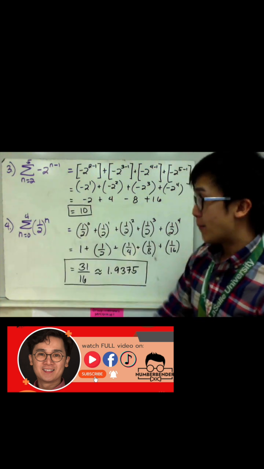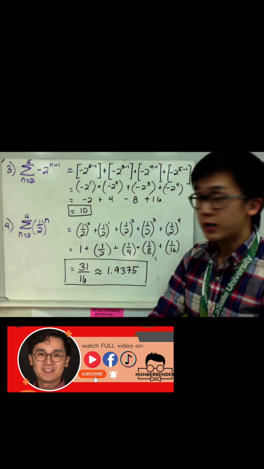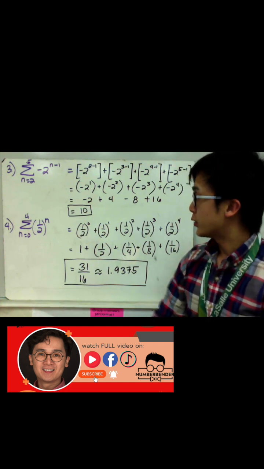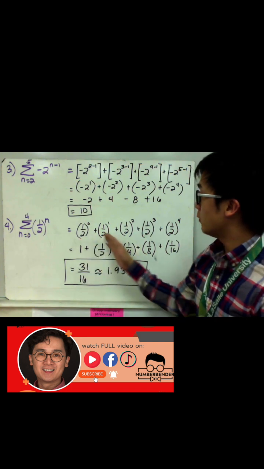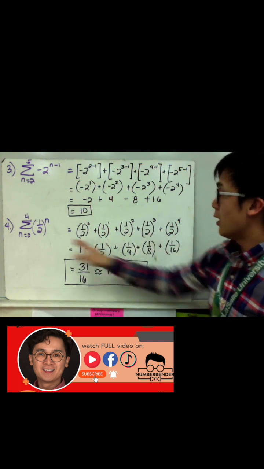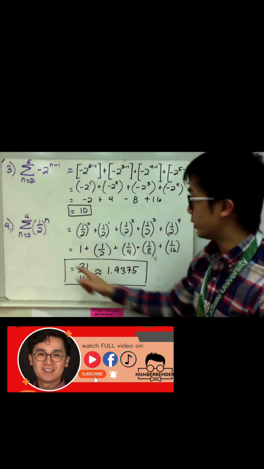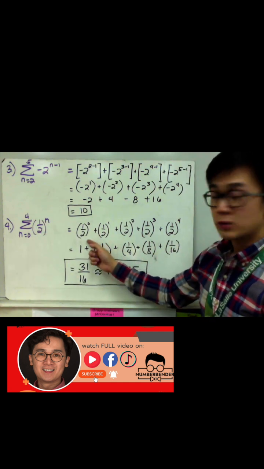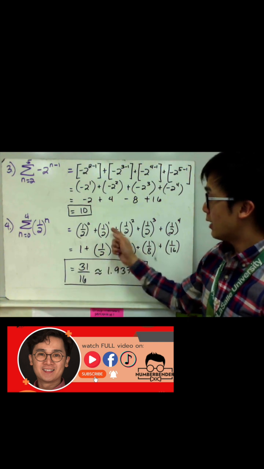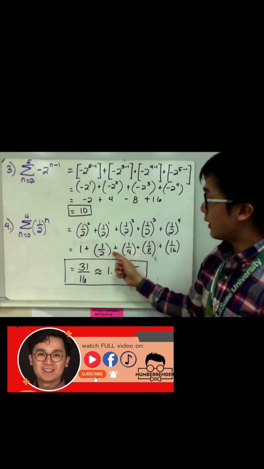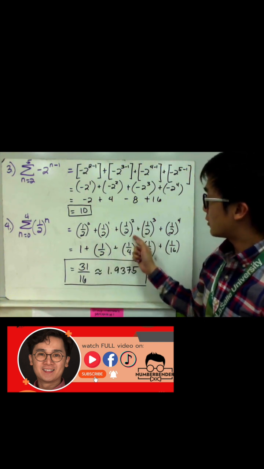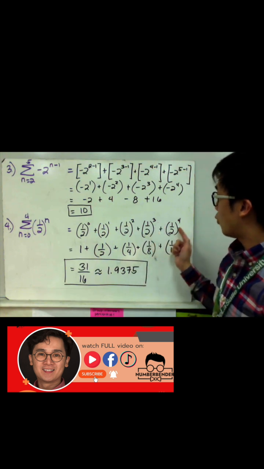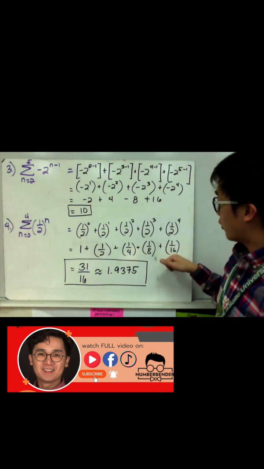And for the last example, I have the summation of 1 over 2 raised to n from 0 to 4. So meron akong first term from 0, 1, 2, 3, 4, 1 half raised to all those numbers, and then evaluate nyo lang sila isa-isa. Any number raised to 0 is 1, so I have 1 right here. Then 1 half raised to 1 is 1 half. 1 half raised to 2 is 1/4. 1 half raised to 3 is 1 over 8, and 1 half raised to 4 is 1 over 16.